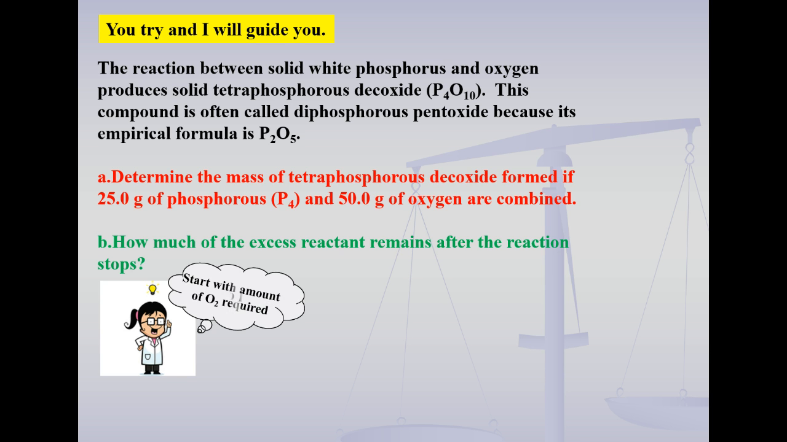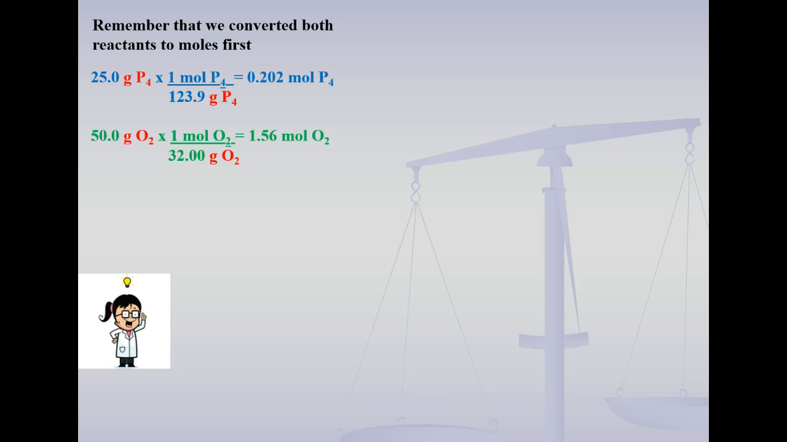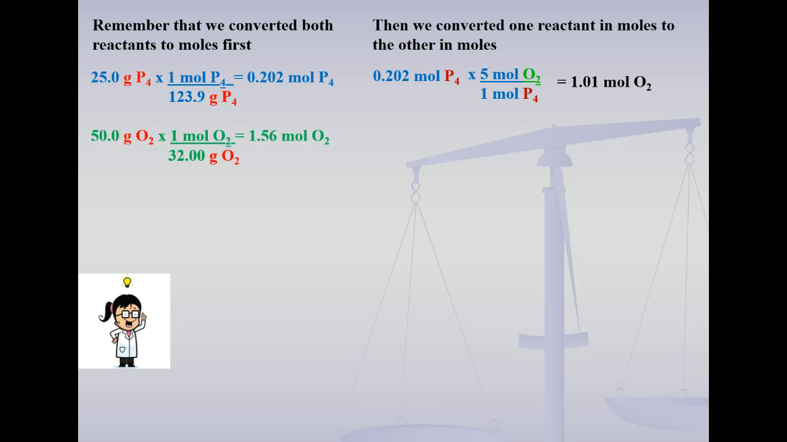Where do you begin? You want to start with the amount of oxygen that is required. So remember that you converted both reactants to moles first. This is what we did. Next, we determined that oxygen was in excess. Now that you did that, you know that oxygen is in excess. You can find the amount of oxygen that is in excess. So let's see how you do that.